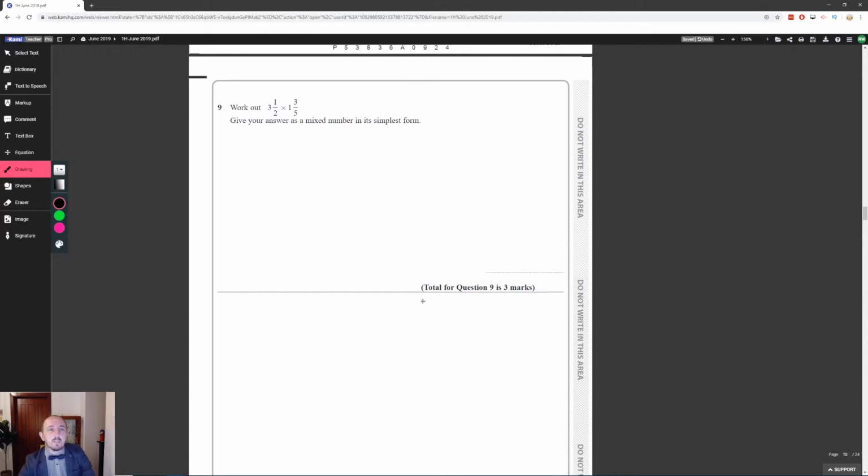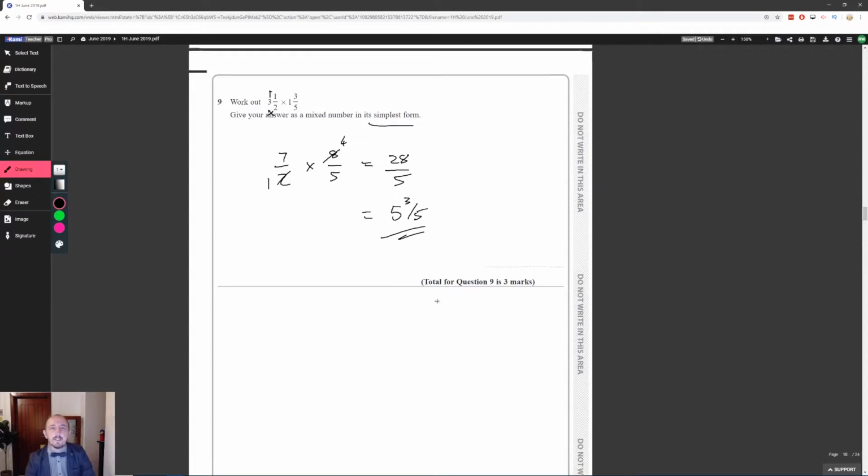Two fractions multiplied together is 3.5. We change it to top heavy, so 2 times 3 plus 1 gives us 7 over 2. Multiplied by 5 times 1 plus 3 is 8 over 5. Cross cancel these, because they've got a 2 that goes into both of those, and we have 28 over 5. And as a mixed number, we're going to have to divide 5s into 28, which go 5, remainder 3. So it's 5 3/5.